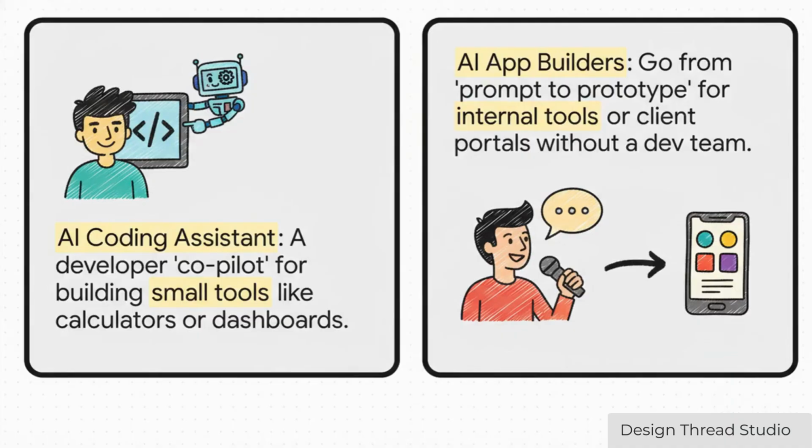And when you're building custom stuff, there are really two main paths. On one side, you have AI coding assistants, which are like a co-pilot for a developer, helping them build things way faster, like a custom budget calculator. On the other side, you have AI app builders, which are amazing because they let people who can't code build simple apps just by describing what they want.